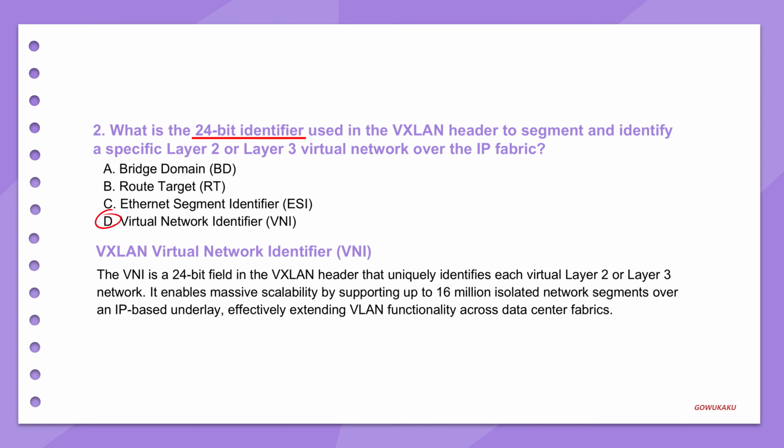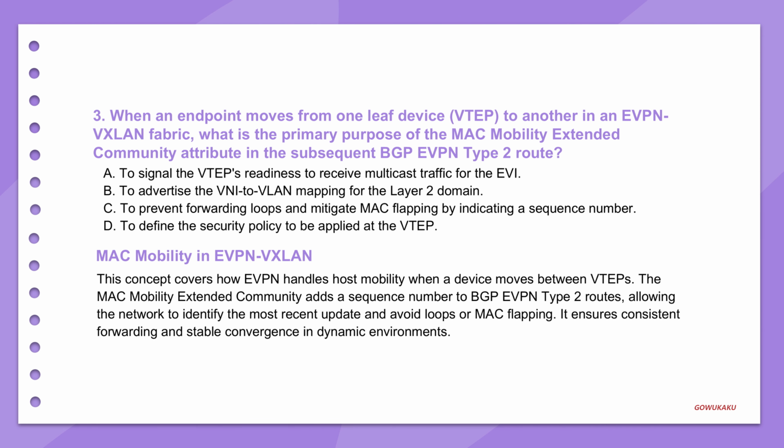That's the game changer for modern multi-tenant data centers. It identifies each specific layer 2 or layer 3 virtual network running over our eBGP underlay. Massive scale, got it. But scale introduces other challenges, right? Yeah, like mobility. EVPN, the E in EVPN stands for Ethernet VPN. That seems to address mobility and keeping things consistent.